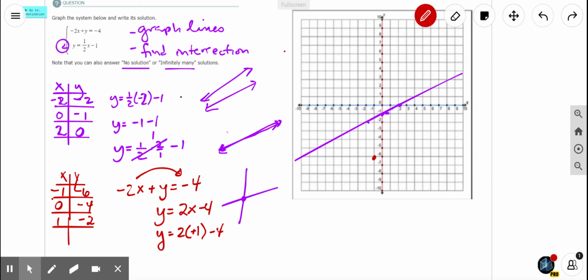Okay, 0, -4, and 1, -2. All right, and then we're going to make a line. So I'm going to put my line tool on and go through here, here, and look, you can see where it goes through. The point is 2.